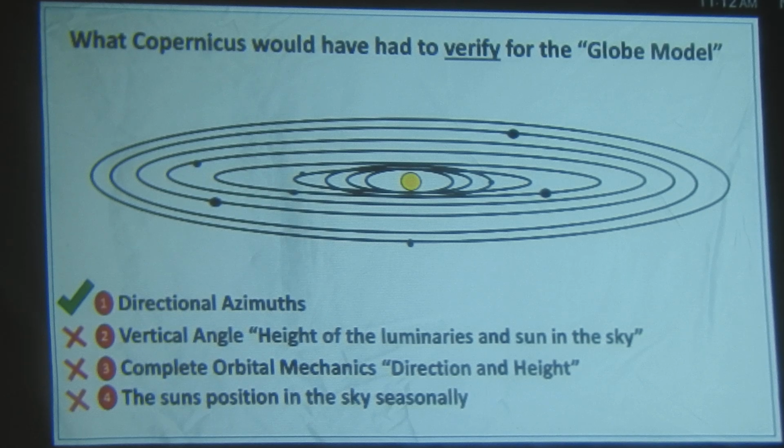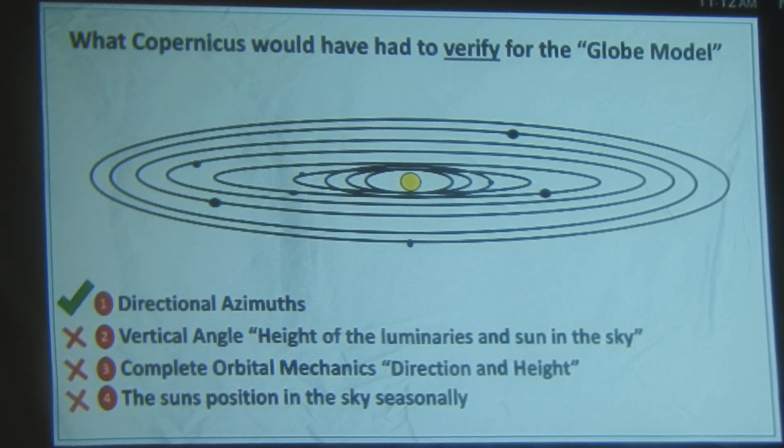Complete orbital mechanics, direction and height. So you have to have a combination of not only directional azimuth, but you have to have position and height in the sky, and that fails as well because your sun's out of position. And the sun's position in the sky seasonally, again, this fails because the summer sun is just too high. It's out of position.